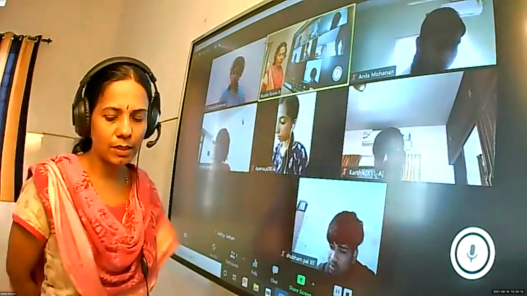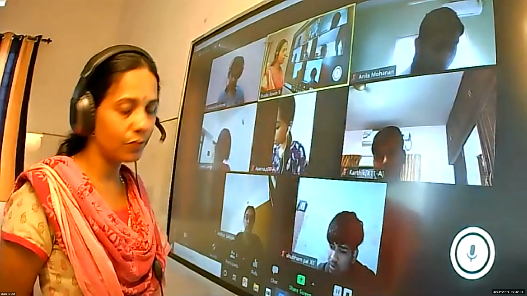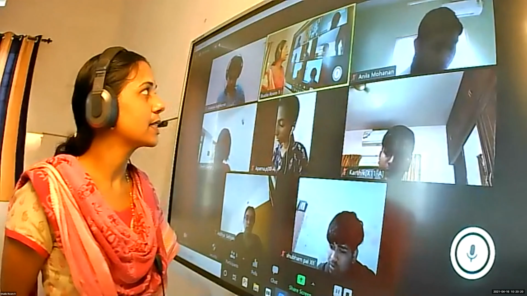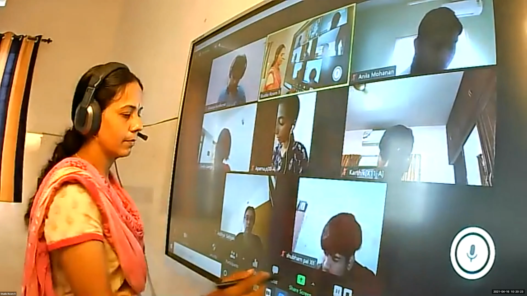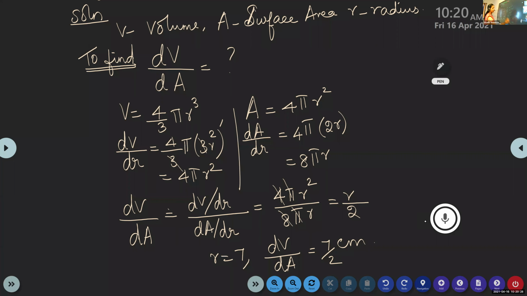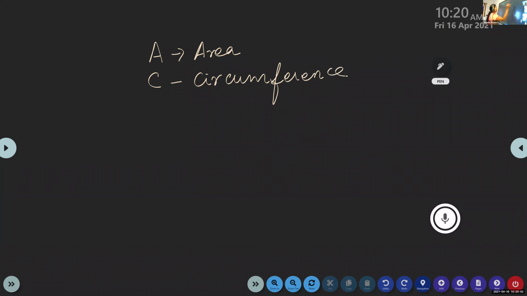Try this question. You copied this question. Find the rate of change of area of a circular disc with respect to its circumference when the radius is 2 centimeter. So for a circular disc, let us use the notations. Let A be the area, let C denote the circumference, and r be the radius.